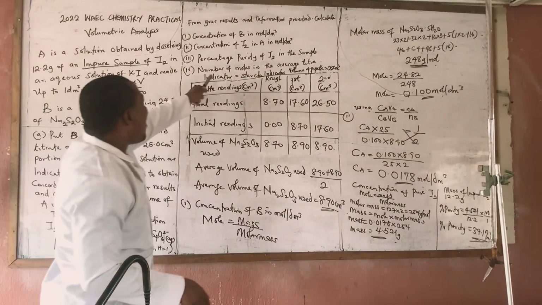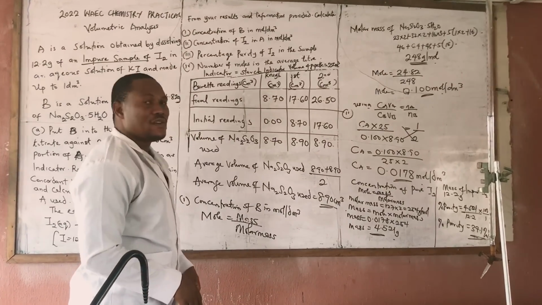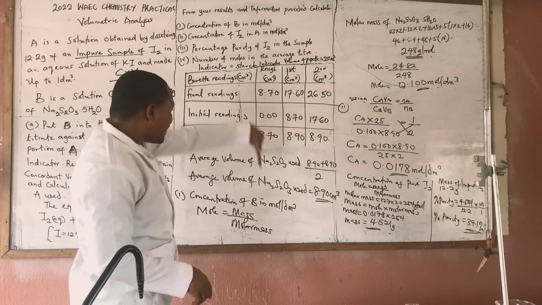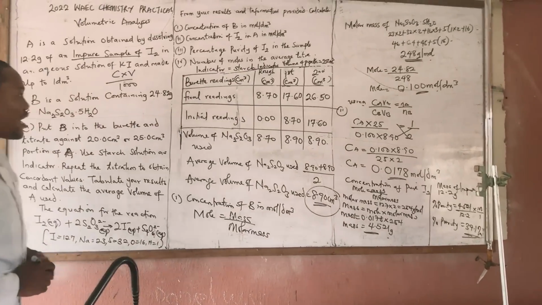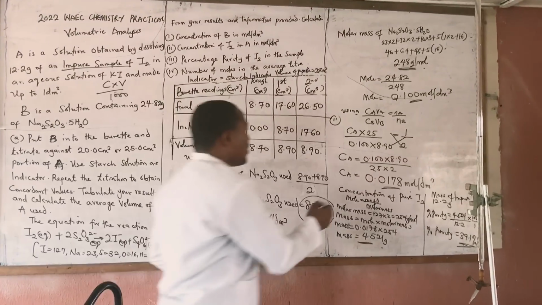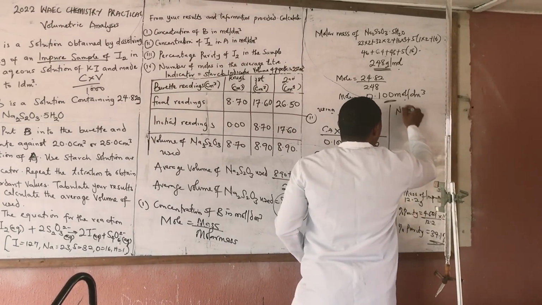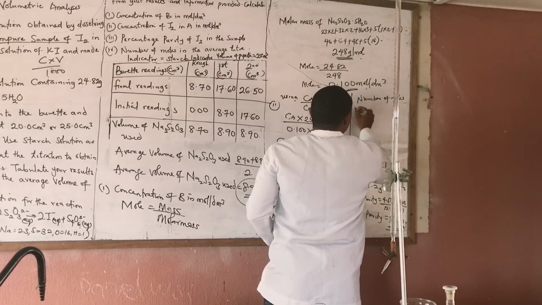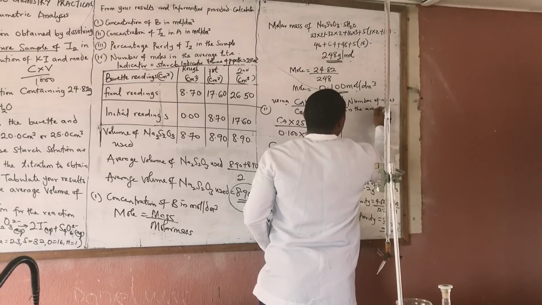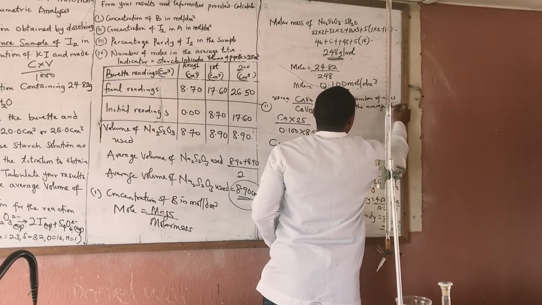So they're now saying number of moles in the average titer. What is the number of moles in the average titer? And what is the average titer? 8.90 centimeter cube. So what is the number of moles now? I'll do that here. So number of moles in the average titer.